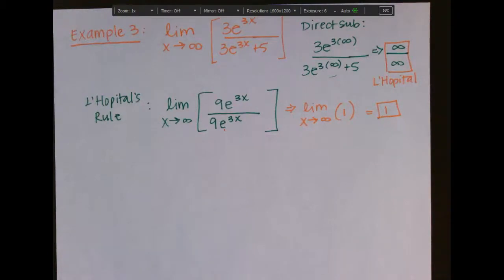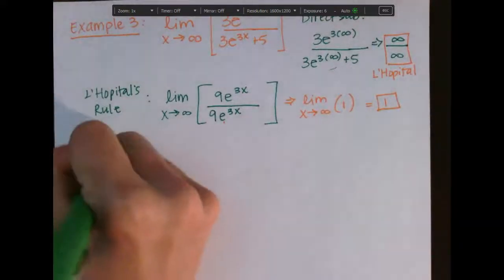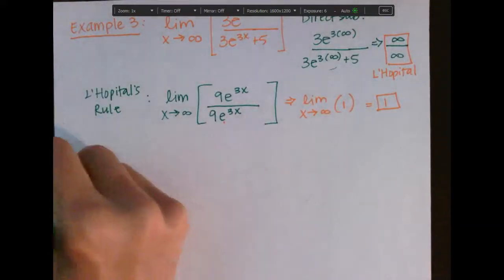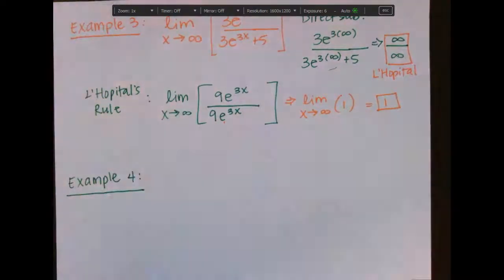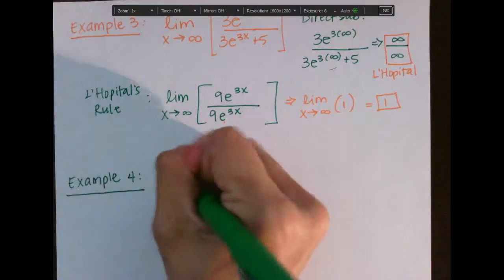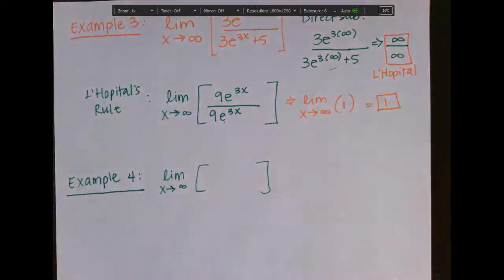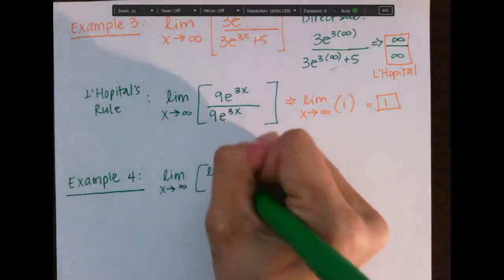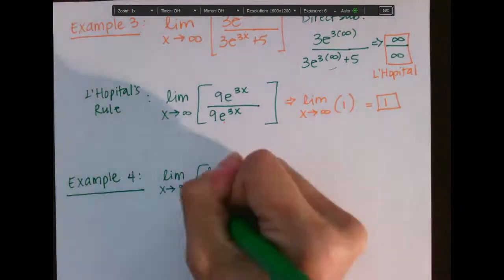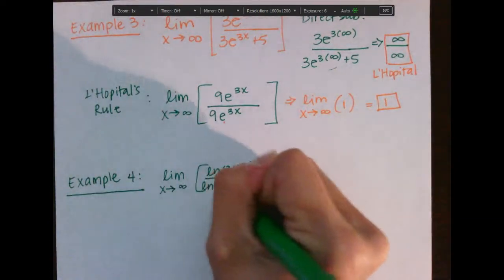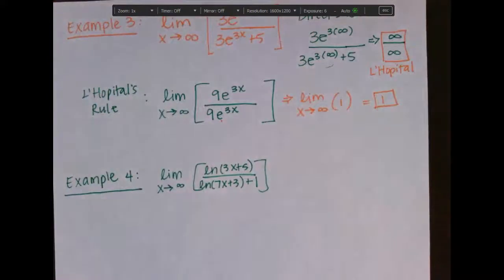All right, let's look at another example in that same indeterminate form. Here we're going to be taking the limit as x approaches infinity of the rational expression natural log of 3x plus 5 divided by the natural log of 7x plus 3, and then plus 1 on the outside in the denominator.